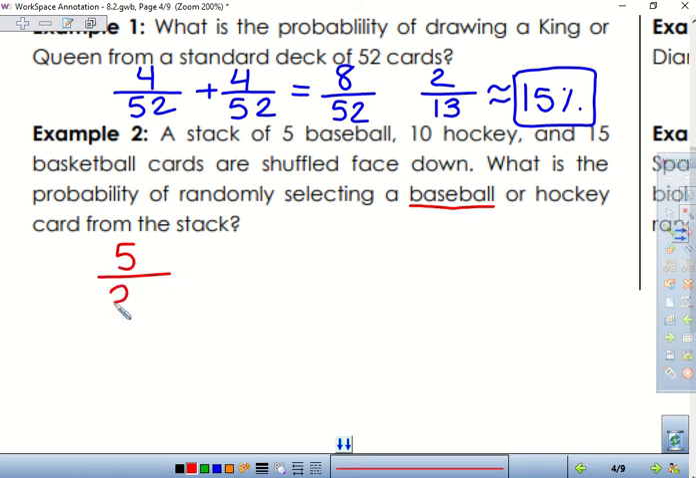Good, 5 out of 30. 30 is the total number of cards. You have to add it up. And then plus, we're okay with also getting what kind of card? Hockey. What's the chances of getting a hockey card? Good, 10 out of 30.